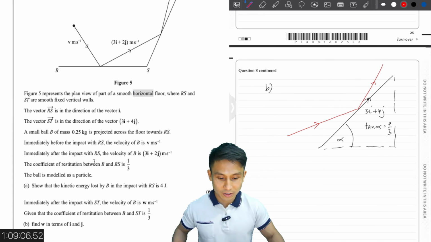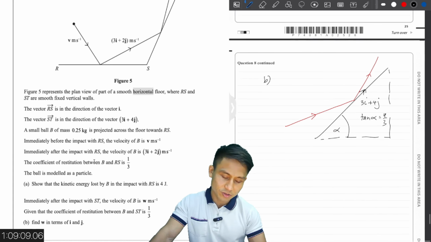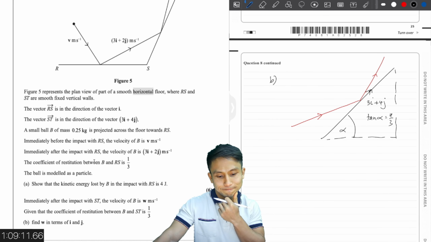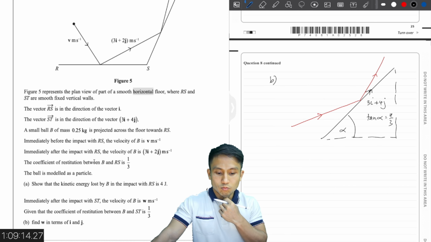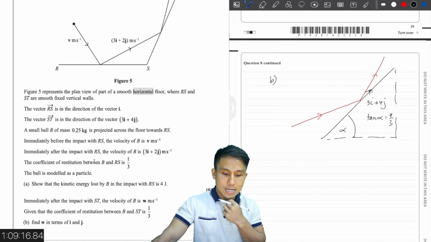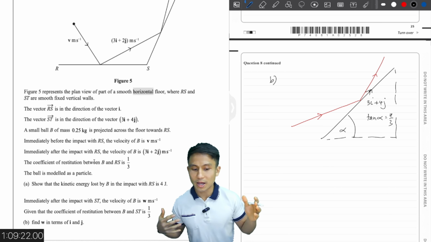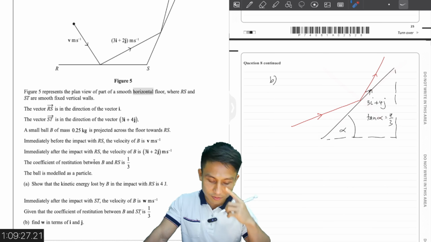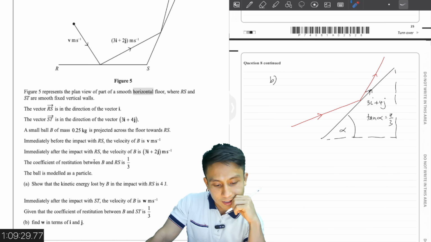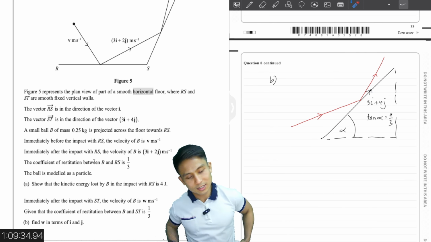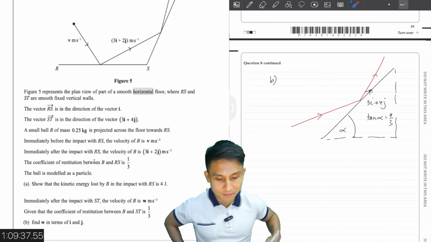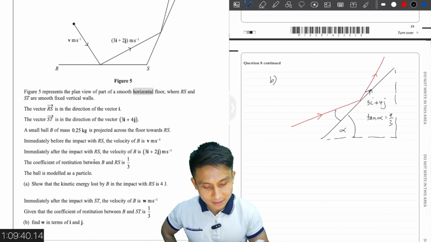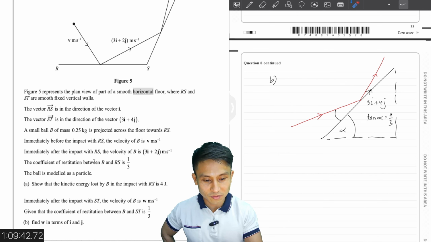Okay, coefficient of restitution is 1/3 again. All right, so what should I do with this? I mean, we shouldn't do X and Y, right? We should do along perpendicular and along the wall anyway. Let me think about this a little bit, because it's a little tricky, but we should find this angle first, I think, for sure. Okay, let's solve some geometry there.